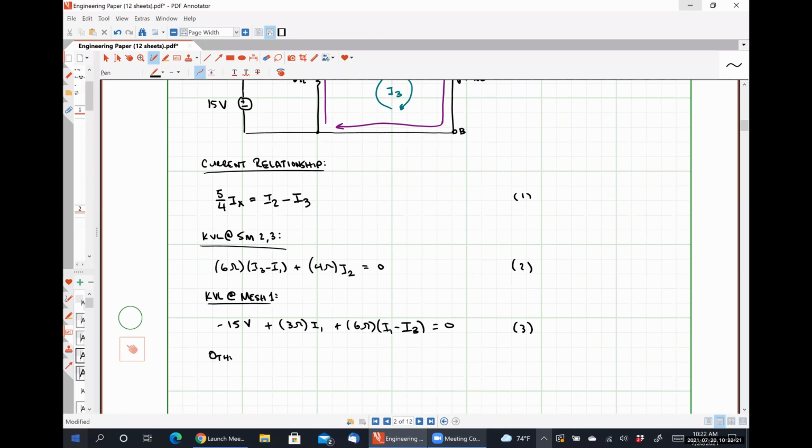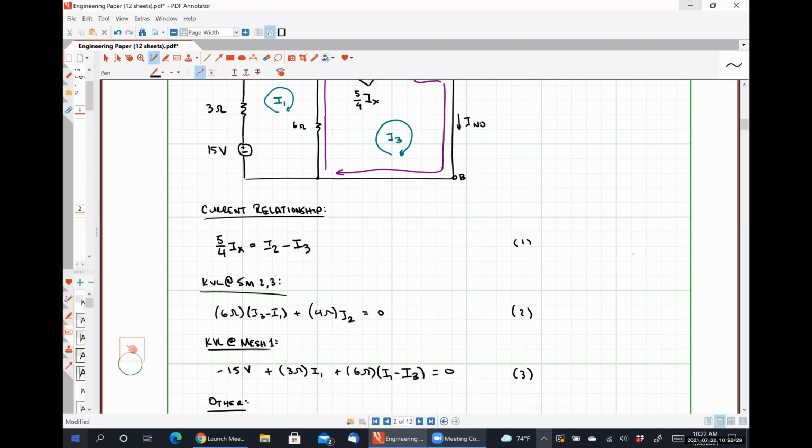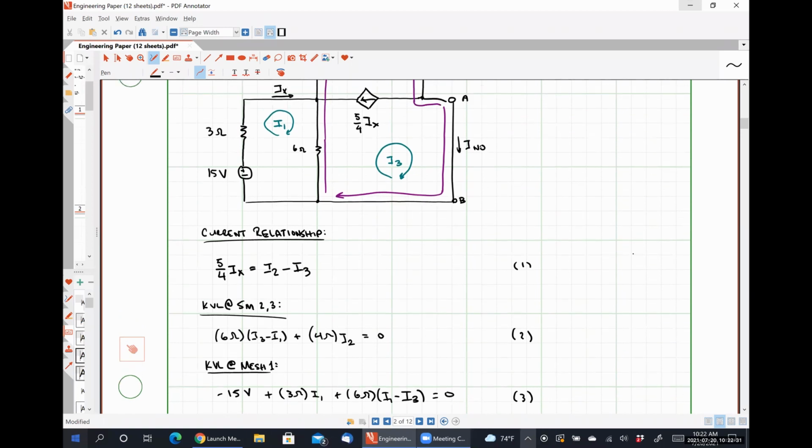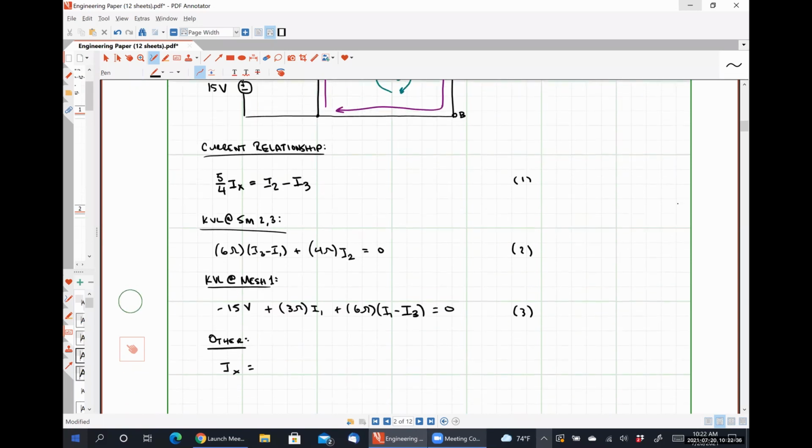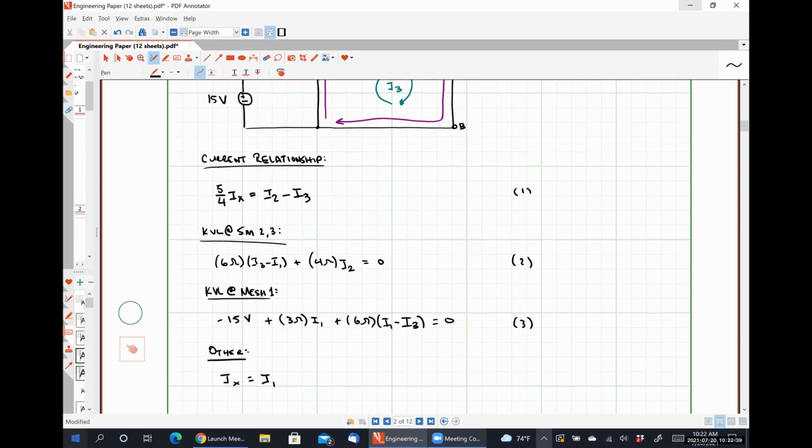My other equation is where I express Ix in terms of my mesh current. So what's that going to be? Ix is equal to I1. That's exactly right. So Ix is equal to I1. So I can substitute that guy into here. And now I have my 3 equations, 3 unknowns that I can easily solve. So let's solve for I1, I2, and I3, where I1 will be X in my calculator, I2 will be Y, and I3 will be Z.